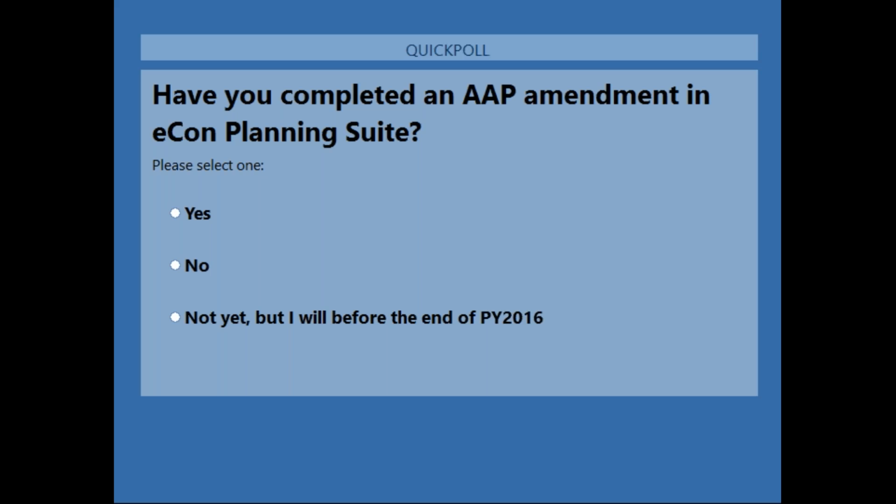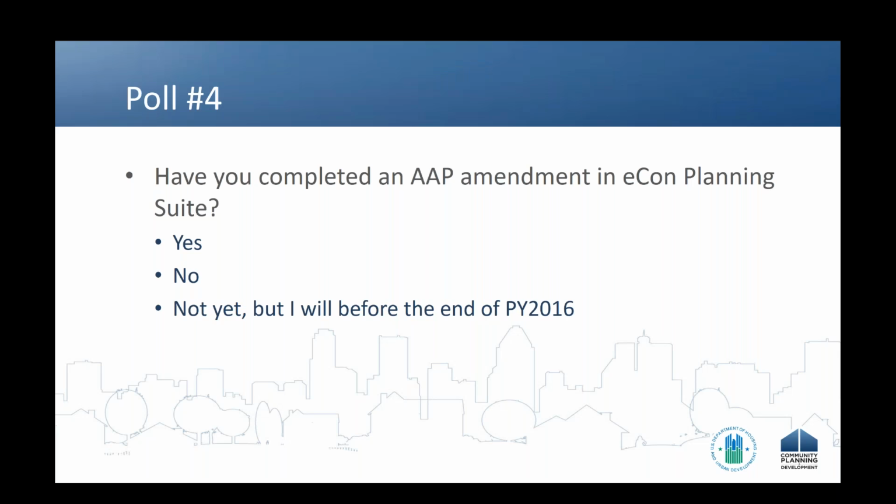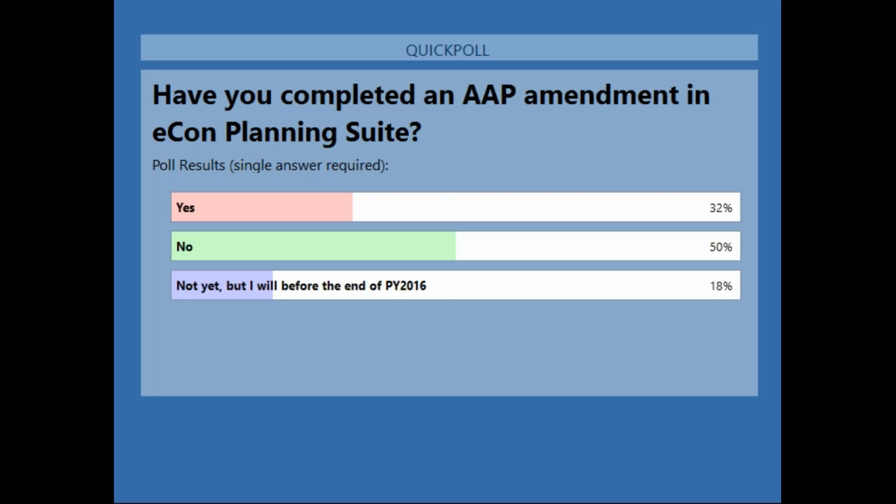All right, let's take a look at our results rather. So as we can see, just about a third of you, 32%, have completed an amendment in the eCon planning suite, while half of you have not. But there is 18% of you that said, well, I haven't done it yet, but I will be for the end of the program year 2016. So some have not yet done it, but intend to do it very shortly.